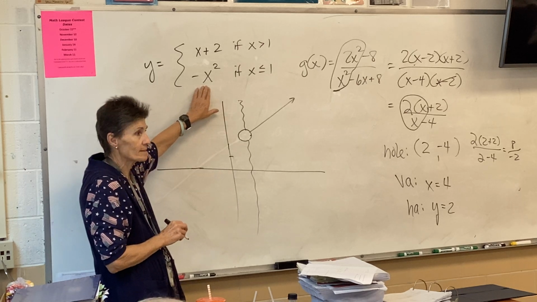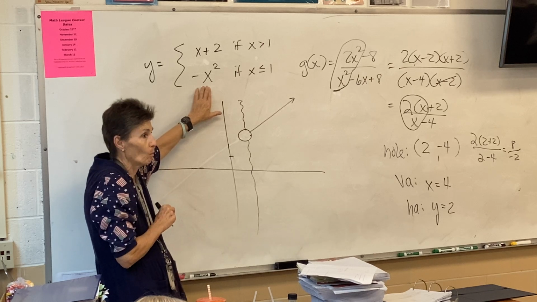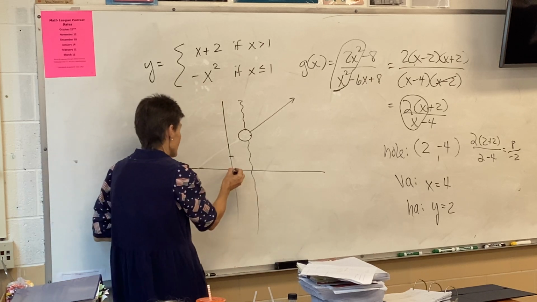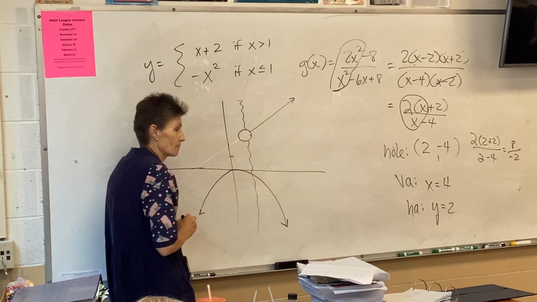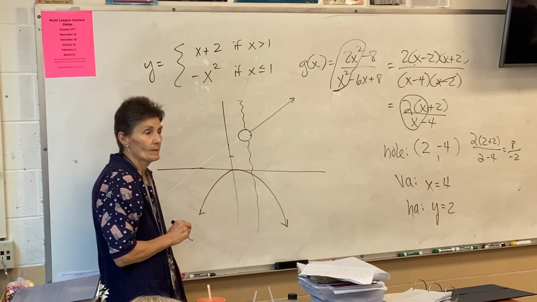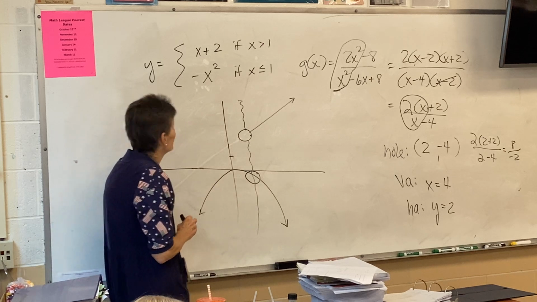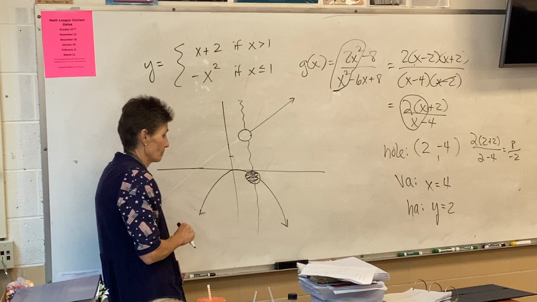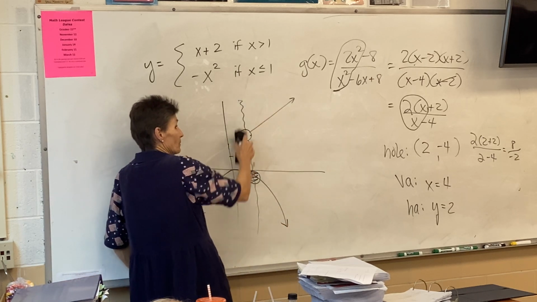Tricky again, what's this? Upside down parabola. Why is it upside down? Because there's a negative in front of it. So he's going to look like this. And he intersects right here in a solid dot, right? Which side do I keep? Left.